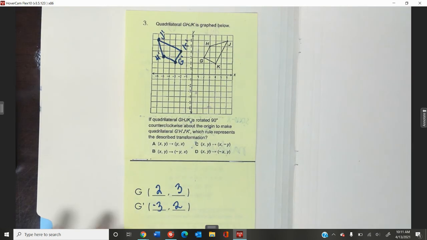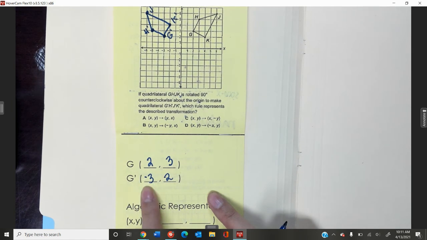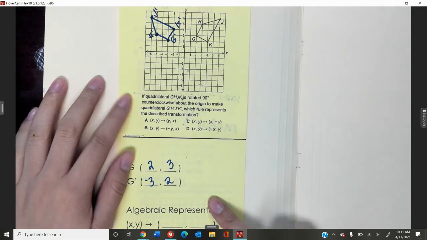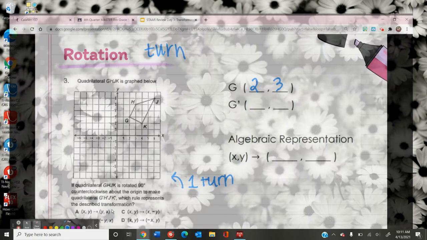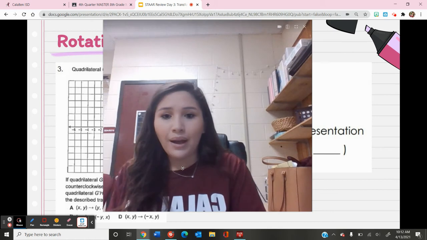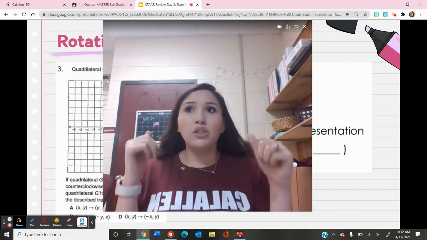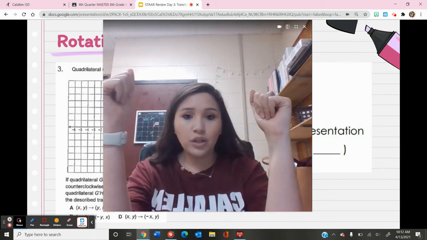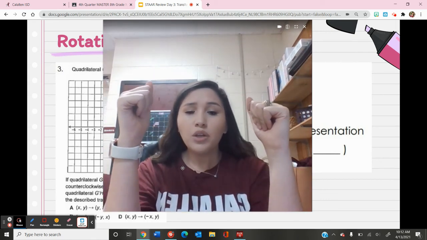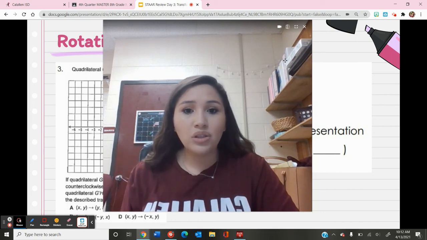So my algebraic representation here, I started off with 2, 3, and if you notice here, my X and Y flipped. On a rotation, my Y now comes before my X. Now, if you remember, whenever we started going over rotations, we had a little hand trick for you to remember. At 0 degrees, you're starting X, Y. 90-degree turn, Y now comes before X. 180-degree turn, X comes before Y. You turn another time, 270, Y comes before X, and back to 360, X comes before Y. And that's just a little trick you can remember.